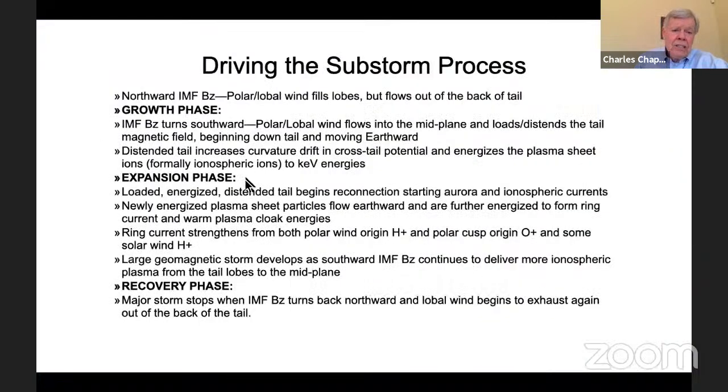So here's the process. Northward BZ fills the lobes, but it's flowing out of the back of the tail. The growth phase is when BZ turns southward, and these flows are put into the mid plane where they're energized and they stretch the tail. The distended tail increases the curvature drift and the cross-tail potential and energizes the ions. And then when it's loaded, reconnection begins in the expansion phase.